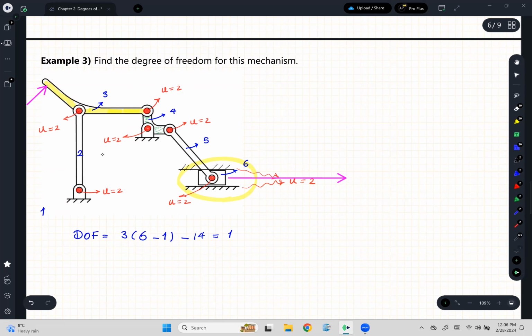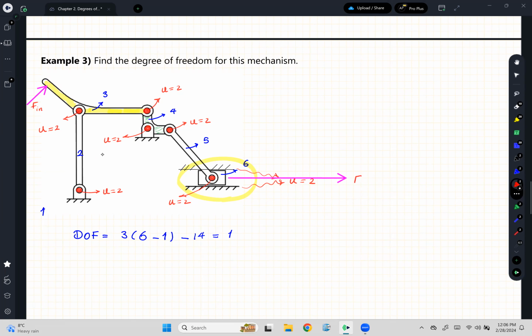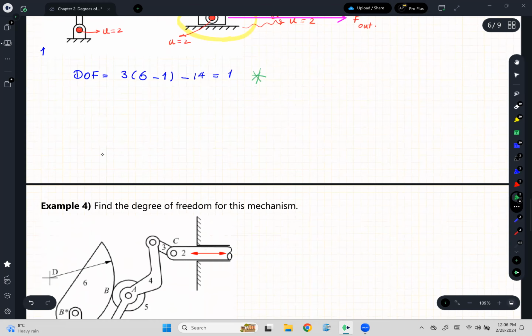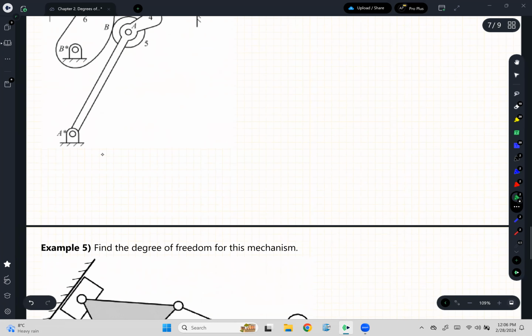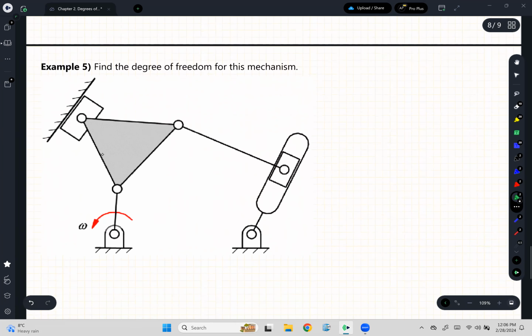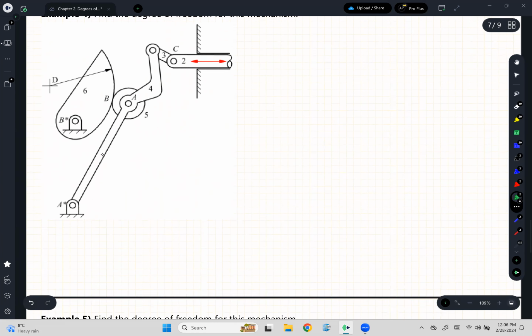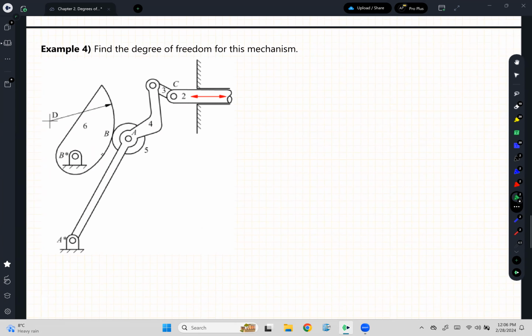So in other words, if I have an input, I'm going to get a force output. But one input is good enough for this mechanism to work properly. And that's the meaning of degrees of freedom. I'm going to solve example 4 and example 5 in the lecture on Monday, but I want you to think about them. I don't want to give you the answer right away. Think about these two and be prepared for Monday.